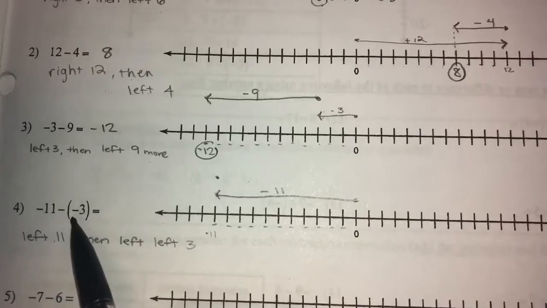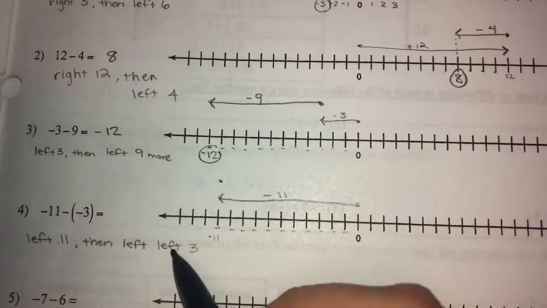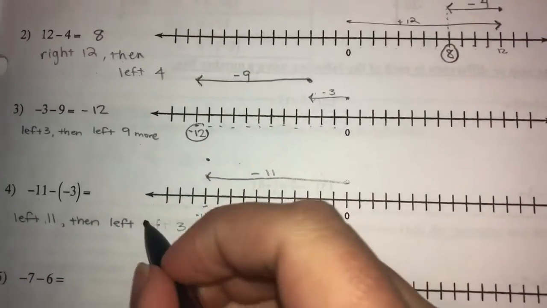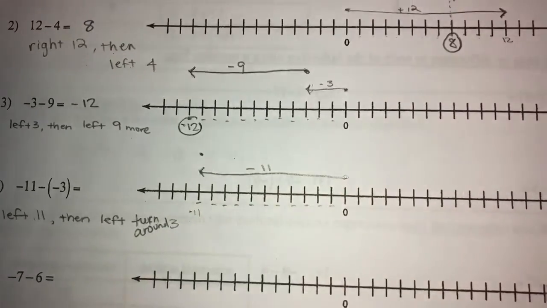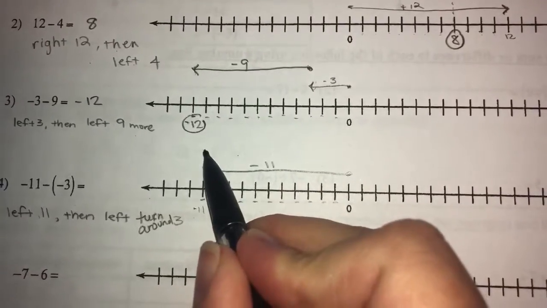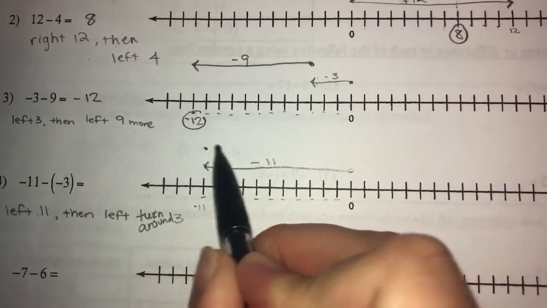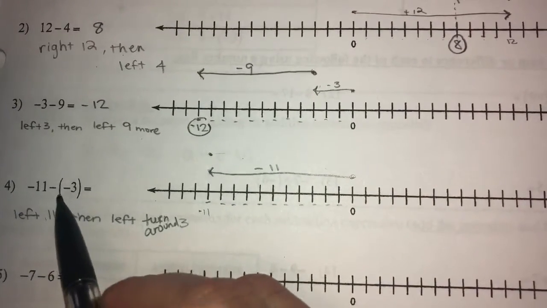So when it says minus negative, I put then left 3, or left, turn around, 3 is what we can think. Left, turn around, and then go 3. So it's like we start by going left, but then it says turn around. So go left, turn around. So we actually end up going right. It's weird, I know, and we're going to try this.